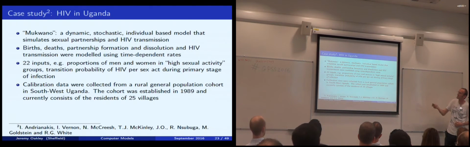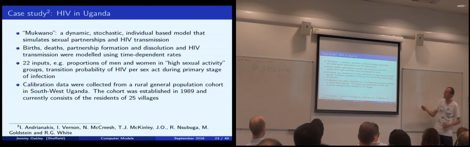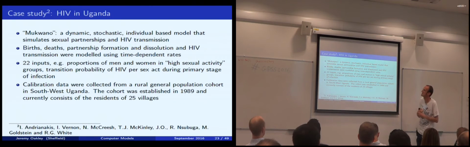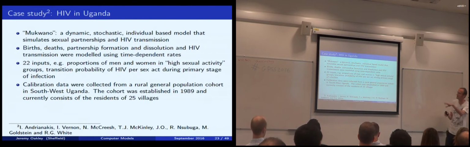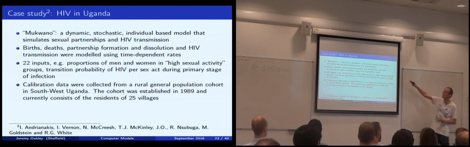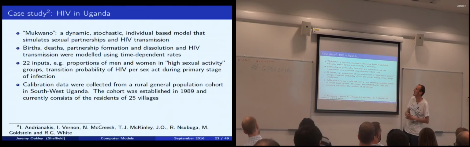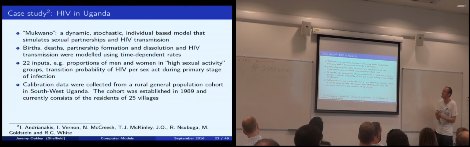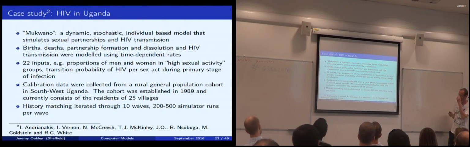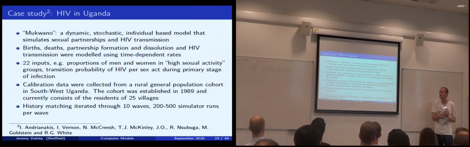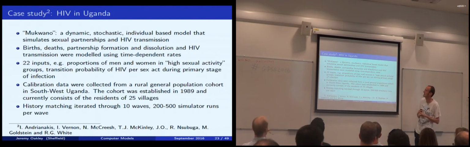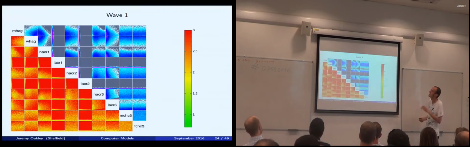And then this model was calibrated to quite an intensive cohort data set where, over a region of 25 villages, they were repeatedly surveying the population. So independently of the model, they were actually monitoring what was going on in this region of villages. Okay. And then we used this sequential approach of trying to throw away parts of input space where we don't think there'll be matches.